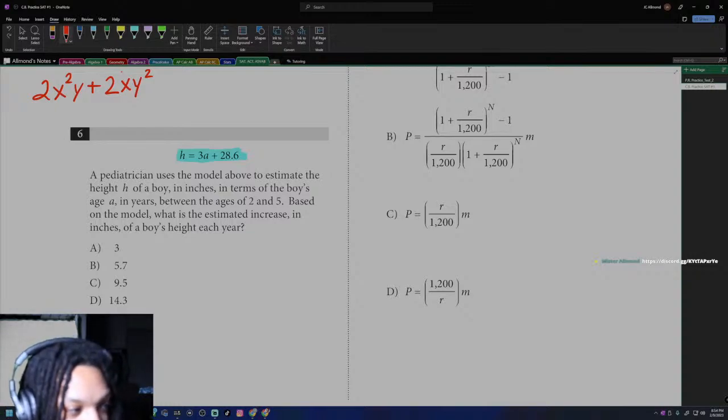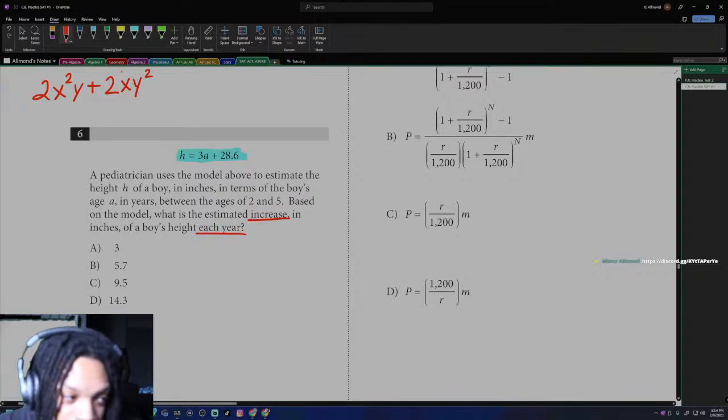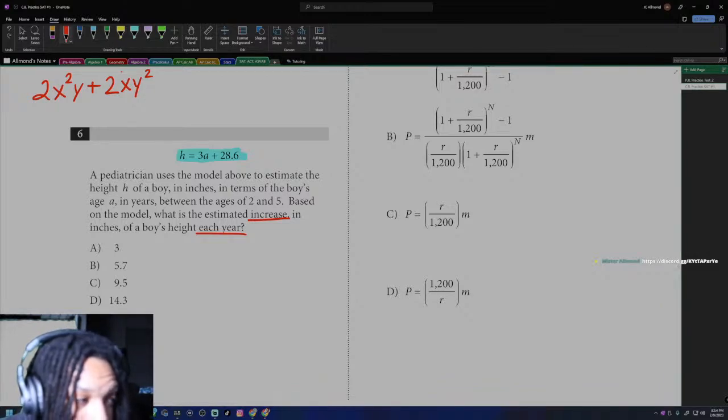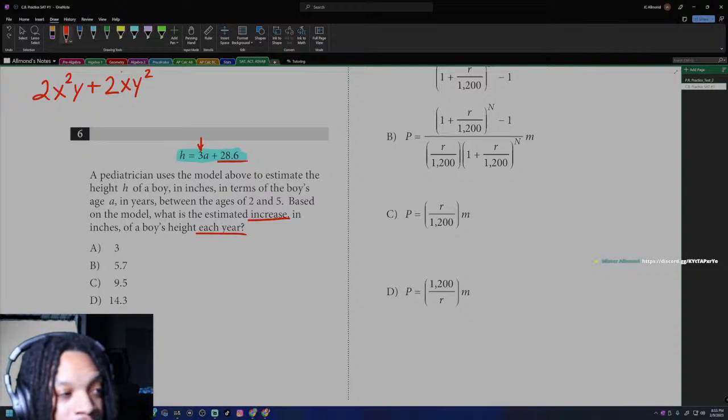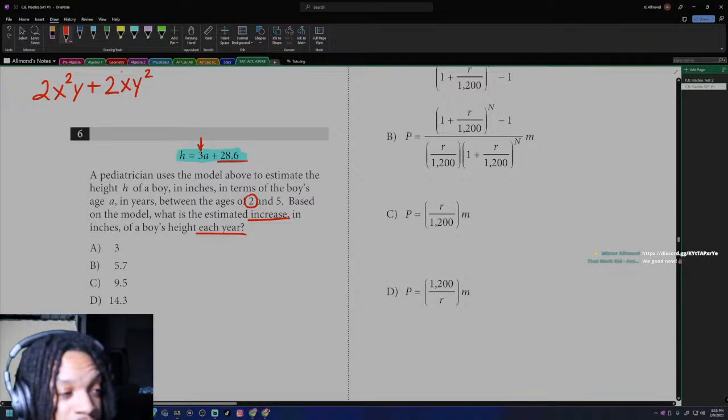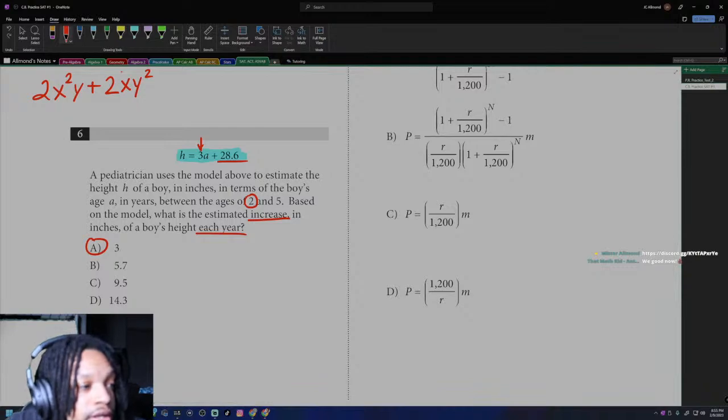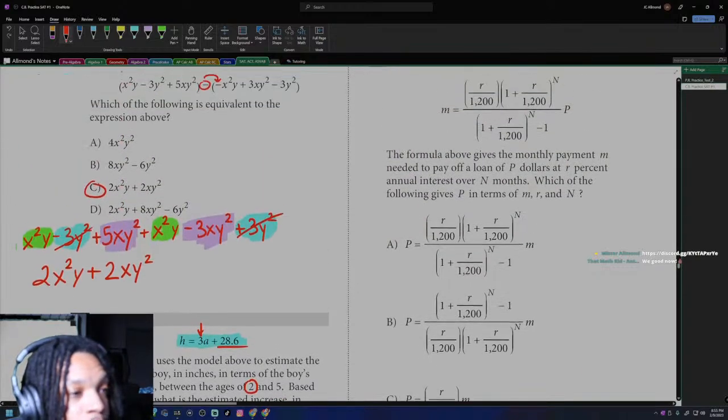And so the question is, what is the estimated increase per year? So increase each year. Hopefully, we can see that as slope, the rate of increase, which is 3. It's saying he's increasing 3 inches for every time his age goes up by 1. 28.6 is like how tall he was when he was, in this case, at the age of 2. I was going to say when he was born, but it's between the ages of 2 and 5. So I'm going to go A. He is going up by 3 each year.